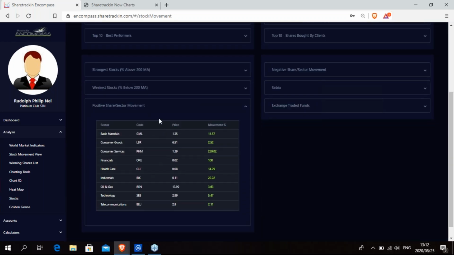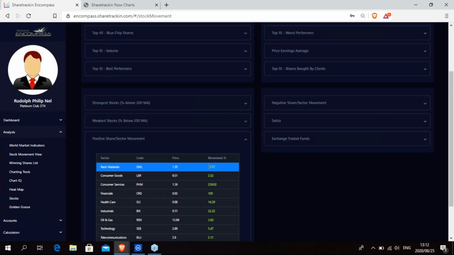Okay. Below that, you get your positive share sector movement. So this is basically in that sector. Let's say, for instance, like basic materials, we'll see the GML. So if we click on the share, once again, we can see what the share's name is. And it just takes some time to load up. But basically what it tells us is that GLM has got a price of R1.35, and it's got a movement of 11.57%. All right, so that's the best share basically in basic materials.